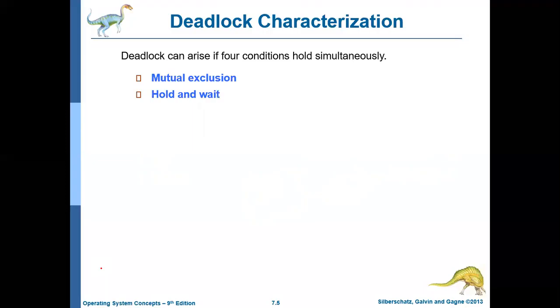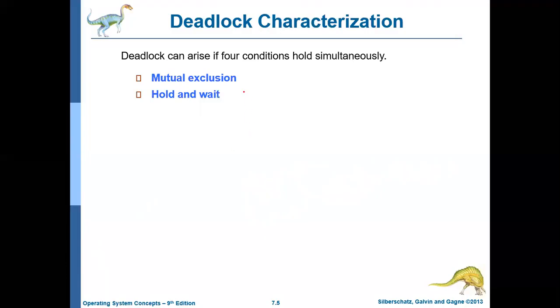Only if all the four conditions are satisfied, you can say that it is deadlock. Otherwise, you cannot say it is deadlock. Even if one condition is not there, you cannot call it a deadlock. Only if all the four conditions are satisfied, we can call it a deadlock.